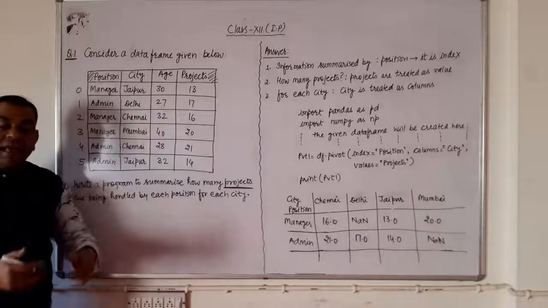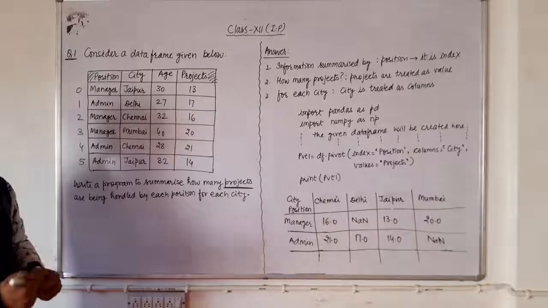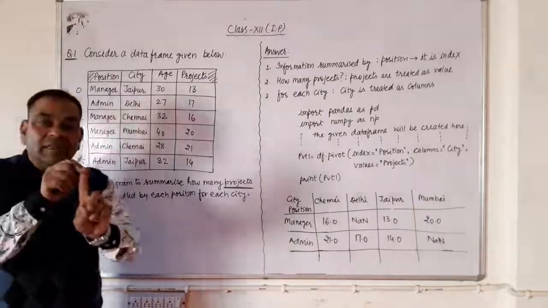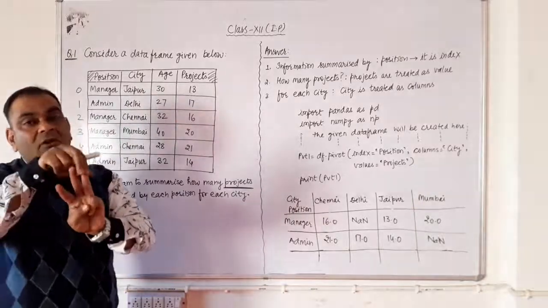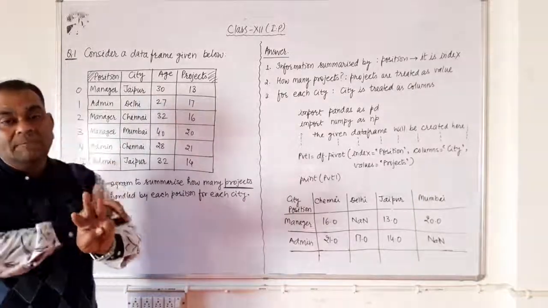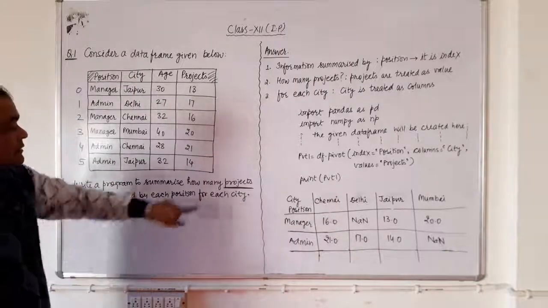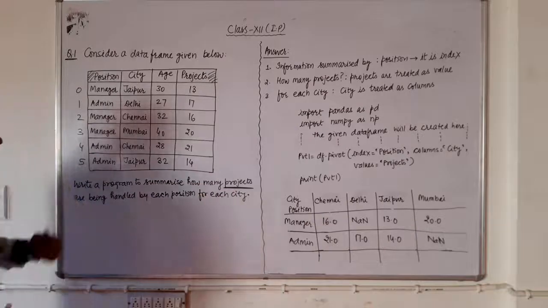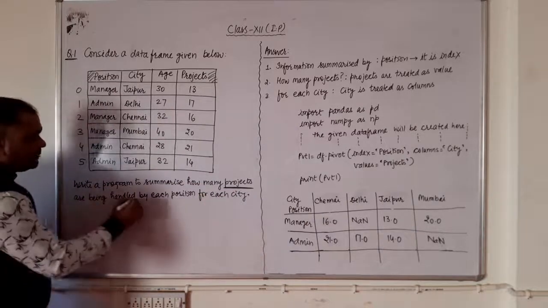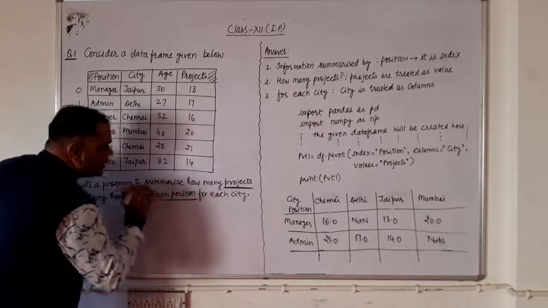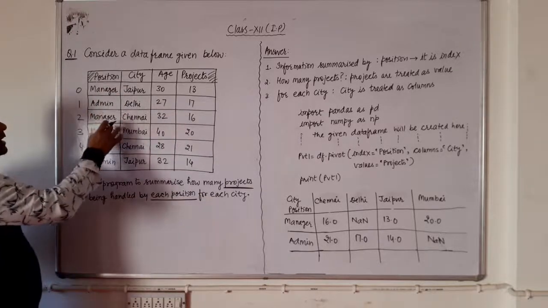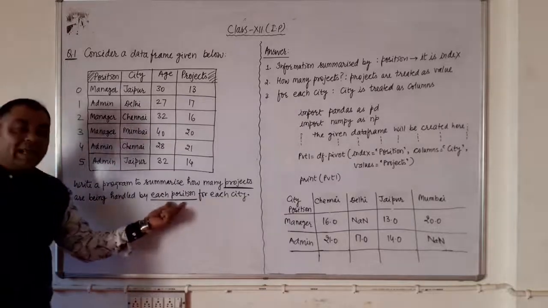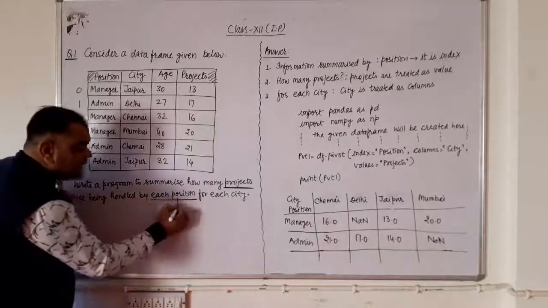It means what? If you want to create a pivot table on the basis of a data frame, you just need to know what is the index, what is the column and what are the values of the specific pivoting. Here, values are projects, right? And then we have to design a data frame that is by each position. Position means manager, admin, manager, admin, admin. This is the position column. So the position is treated as index here in this pivoting.